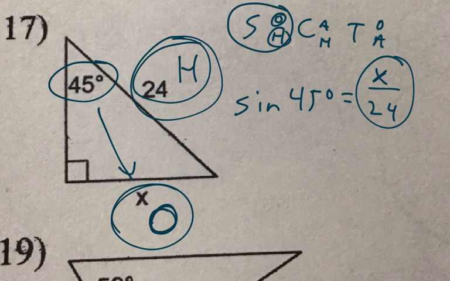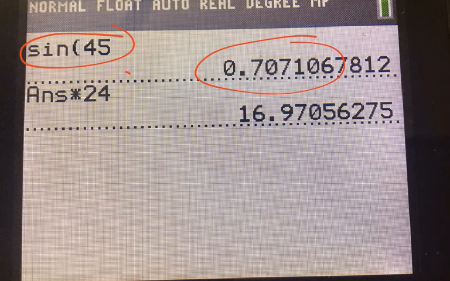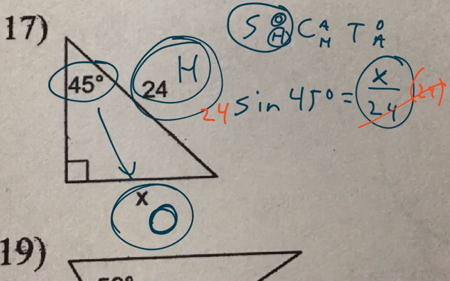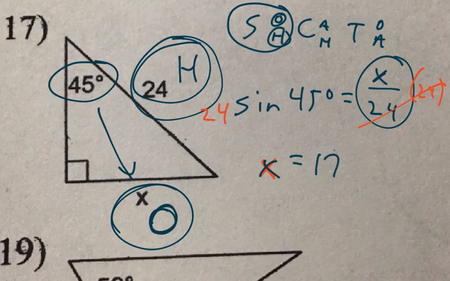So to solve for x, I hope you agree, all we need to do now is just times both sides by 24. So here we go. I'm going to do the sine of 45, 0.7071. I'm going to just times that by 24. If I round this off, because the 7 rounds a 9 up to a 10, I'm going to say that our missing side x has to be 17.